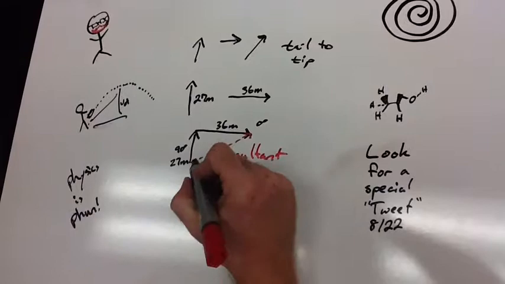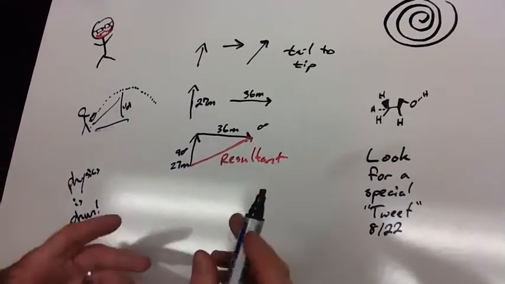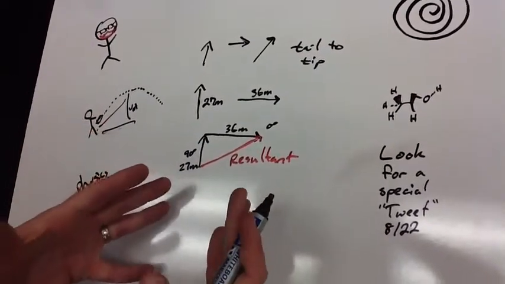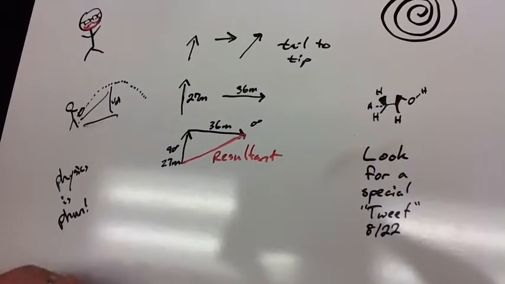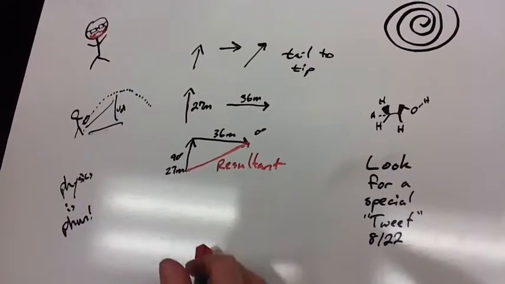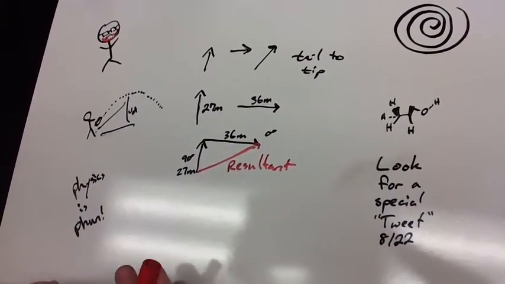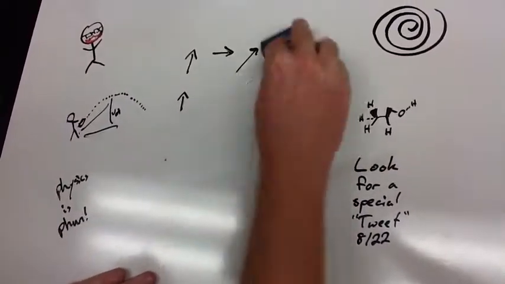Ta-da. Okay, now I can solve for this. We can use the Pythagorean theorem and actually solve for this particular problem. I'm not going to take the time on this one because I hope you guys have been through geometry. But we're going to get beyond this, and we're going to add multiple vectors together and see how we actually solve for that. So I'm going to give you some examples.